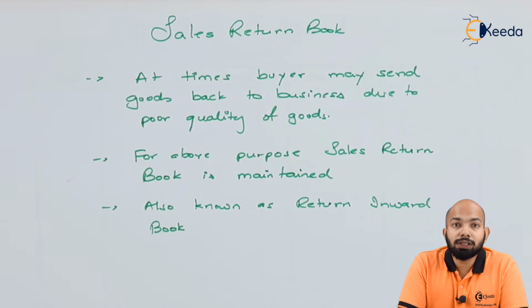Especially make sure all these transactions are supposed to be done on credit. That means the original sales would have been done on credit, and out of that specific sale, there are certain returns being sent to us. Hence when we talk about return books, we are talking about defective goods that are being sent back either to the buyer or to the seller. When goods are sent back to us as the seller, that means sales return book, and when we are sending them back to the seller, that means purchase return book.